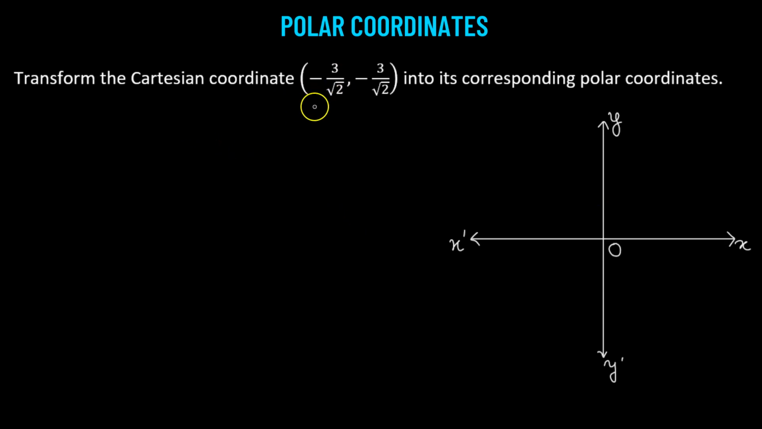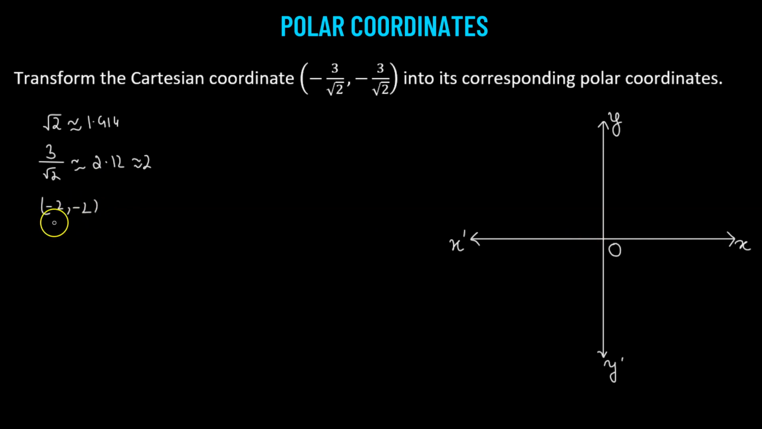So here we have 3 over square root of 2. Now square root of 2 has a value approximately 1.414. So if we divide 3 by square root of 2, we get a value somewhere around 2.12. So we'll consider it to be approximately 2. That means we have to plot the point (-2, -2). This is only for guidance.